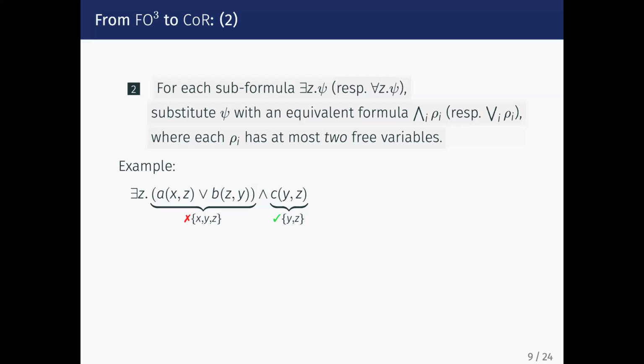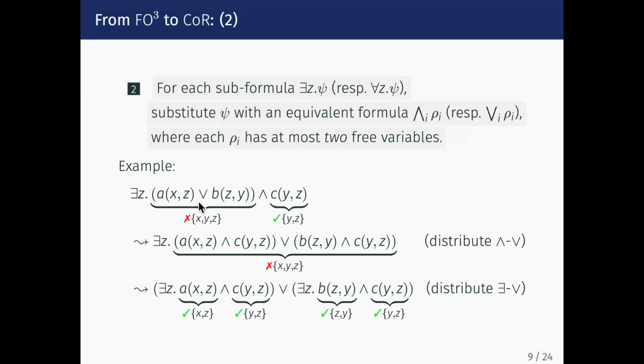Next, for the second step, for example, let's consider this formula. Note that this part violates the above rule because it has three free variables, x, y, z. So we translate this part by using the distributive property of or, like this and like this. Then each part has at most two free variables, so we translate it like this.